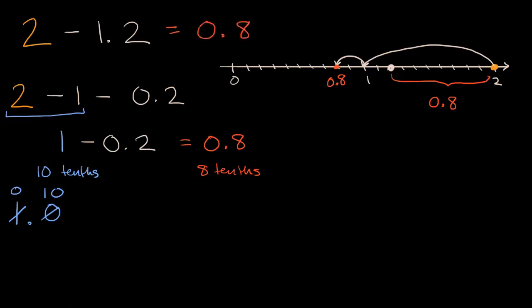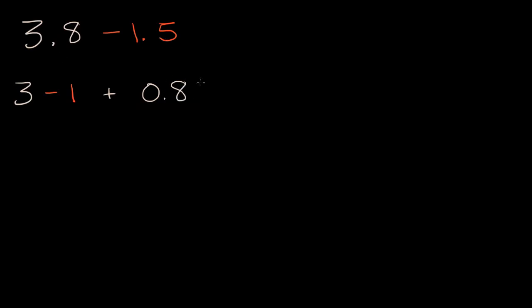Let's do a few more examples that get a little bit more involved. So let's say we want to calculate what 3.8 minus 1.5 is. Pause the video and see if you can calculate this. Well, just like before, we could view this as 3 minus 1, so we're subtracting the 1s, plus 8/10 minus 5/10. Notice we have 3 and 8/10 minus 1 and 5/10.